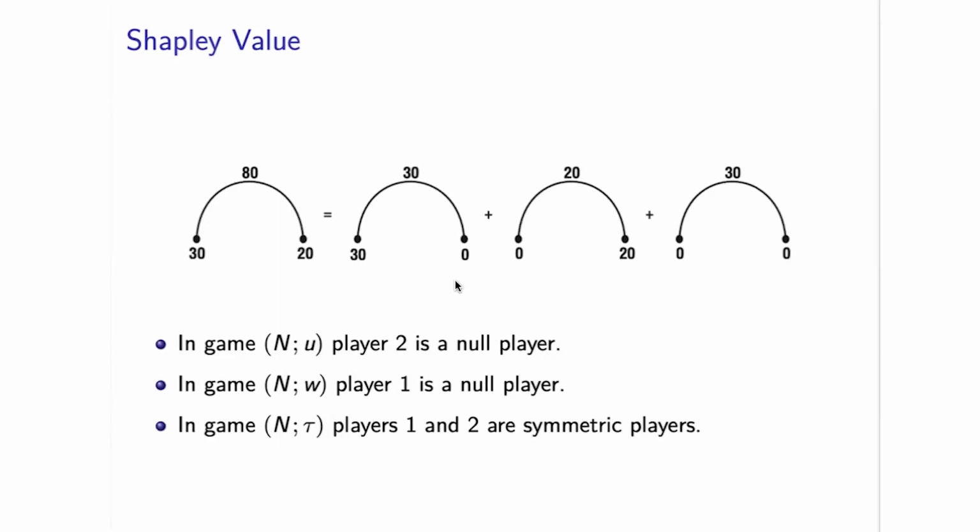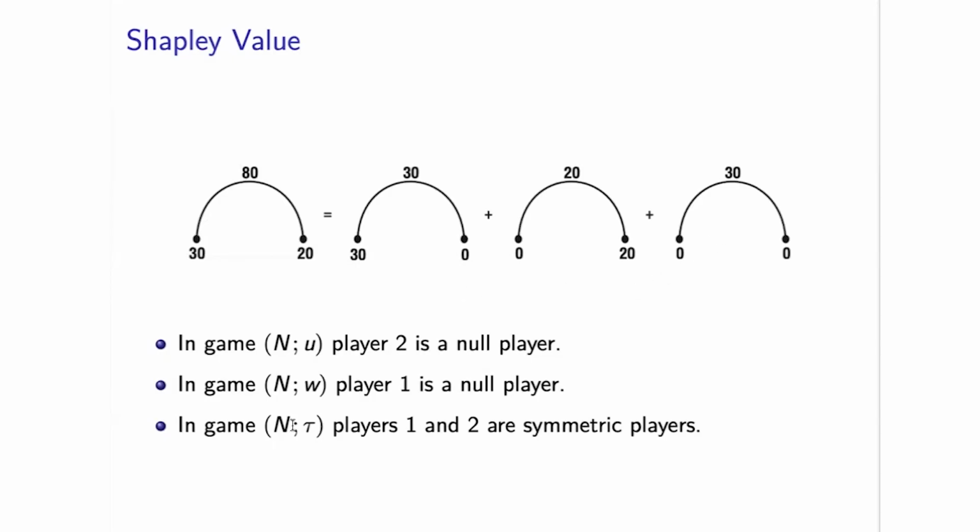What about the second game, which is the W game? So here, if you do the same bit of analysis, you notice that W1 is equal to 0, W2 equal to 20, and W12 is equal to 20. So again, the same reasoning would tell you that player 1 is a null player in this game W, and player 2 is actually going to get all this surplus that is being generated. So the payoff to player 2 is 20 and the payoff to player 1 is 0. Again, using axiom 1 and axiom 3, right?